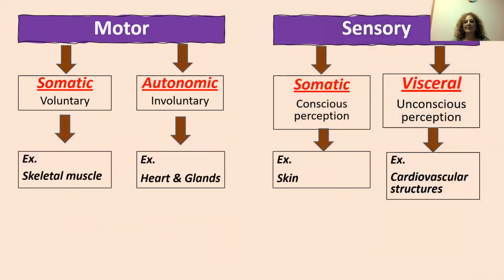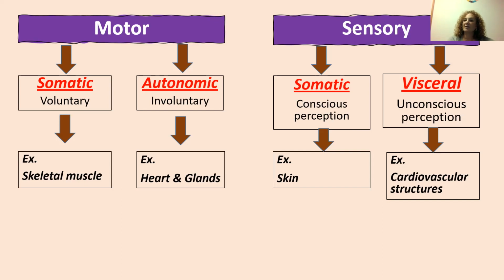So here are some examples. If we're looking at the somatic portion of the motor system, we are talking about things like the skeletal muscle, which is the best example. And if we're looking at the autonomic or the involuntary motor, I would say, functions that we are not in control of, we're talking about things like secretions from the glands or the heartbeat itself.